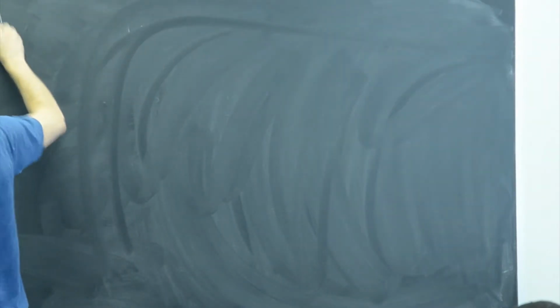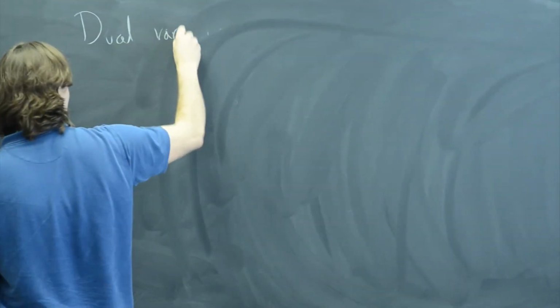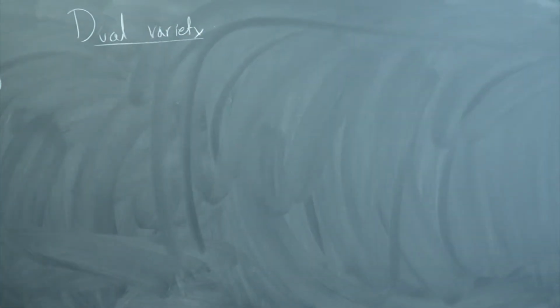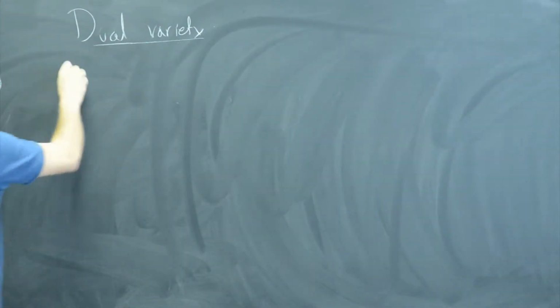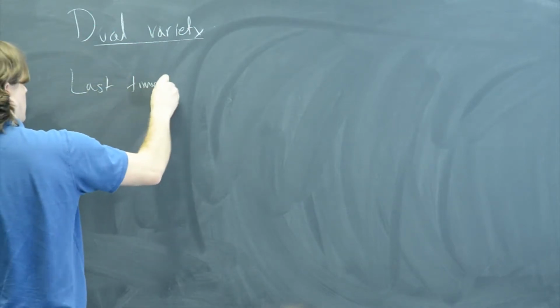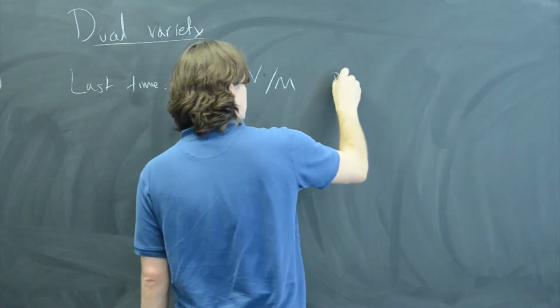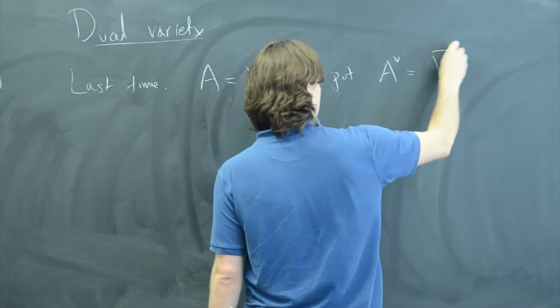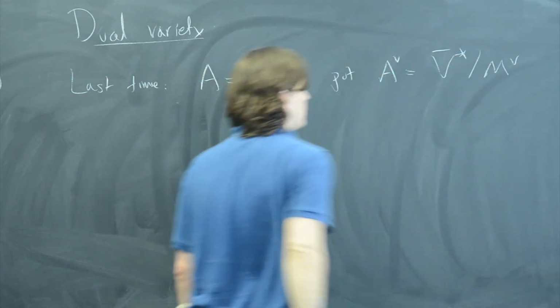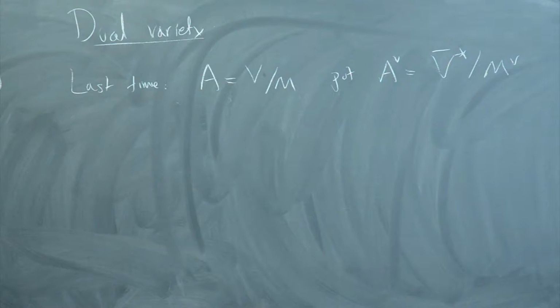Okay, so the next thing to talk about is the dual variety. So if you remember from last time, if we had an abelian variety that we had written as some vector space V mod lattice M, we defined the dual variety A dual to be the conjugate dual space V mod the dual lattice M dual. So this definition is only going to work over C because it involves lattices and vector space quotients like this. So we'd still like to have a theory of the dual variety over an arbitrary field, but we need to find a different definition.